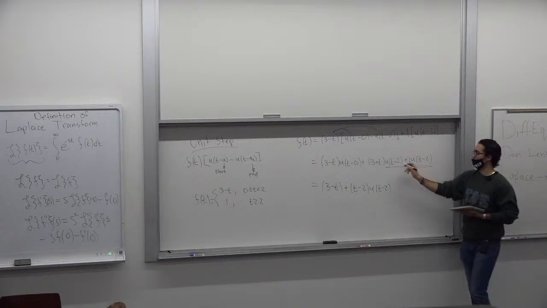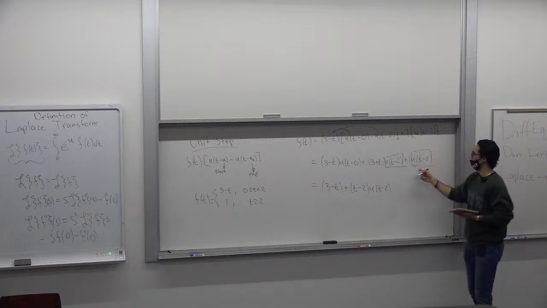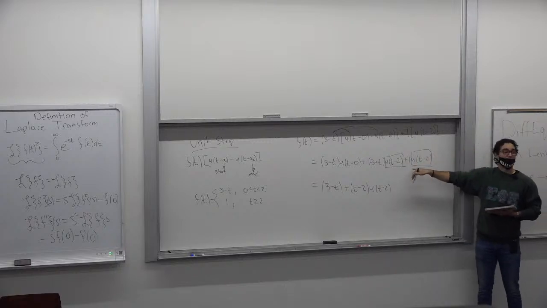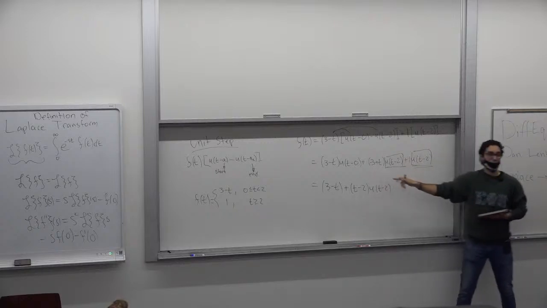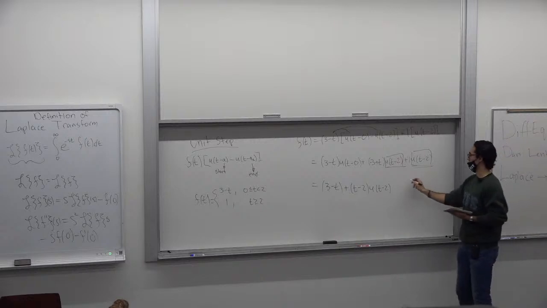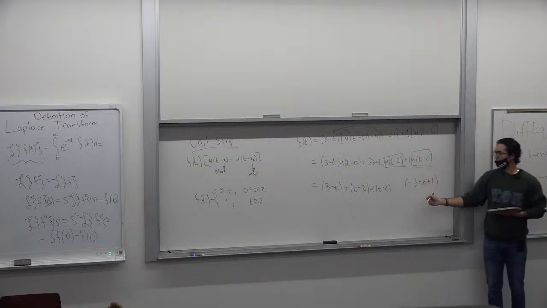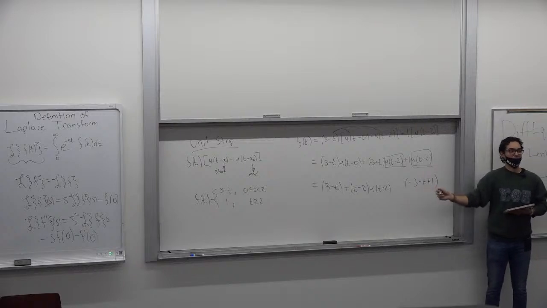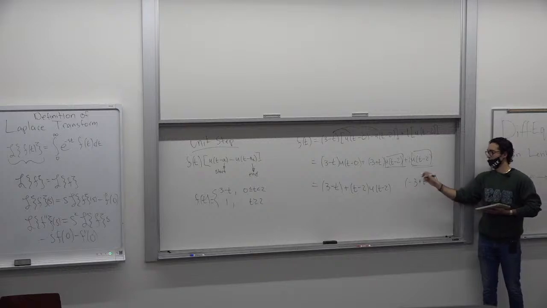So I just treated this whole thing as a term, this whole u of t minus 2. So here I factored out a 1. And here I factored out a negative 3 plus 1. So then I was left with negative 3 plus t plus 1, which gives me t minus 2. So negative 3 plus 1 is negative 2. And I just put the t in front.